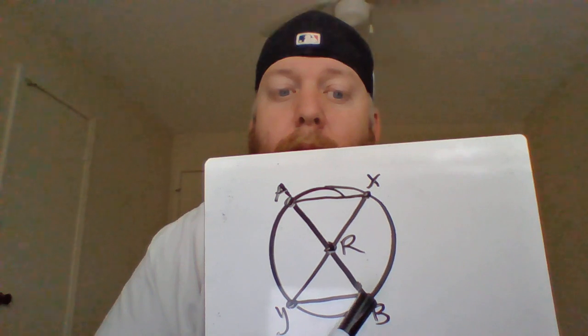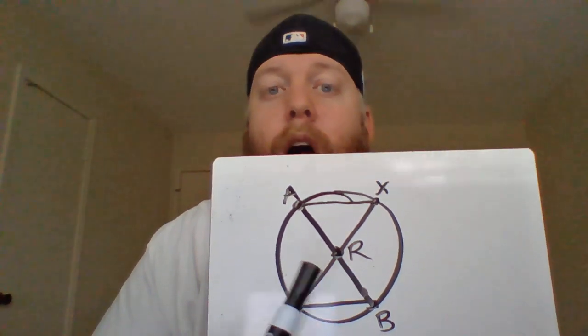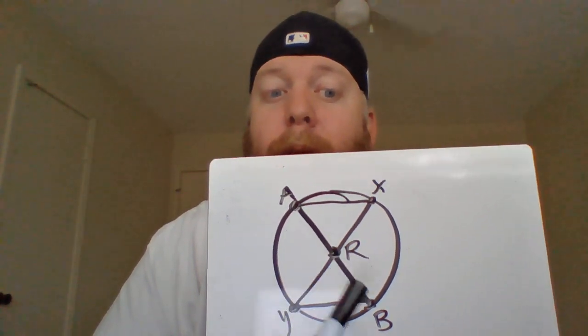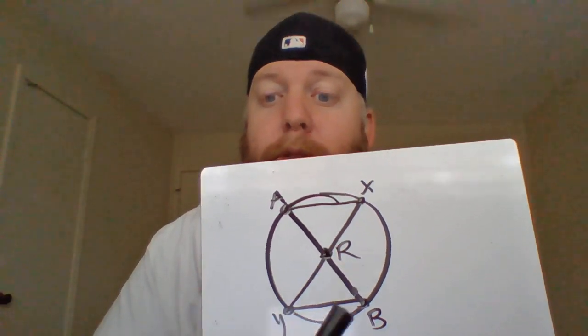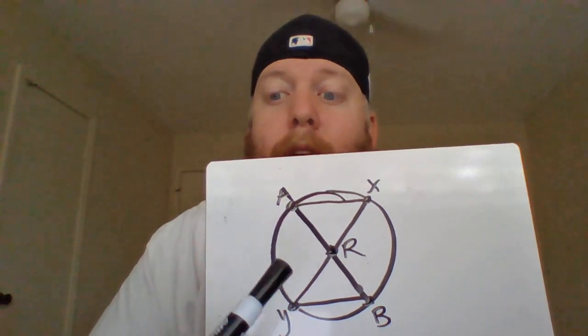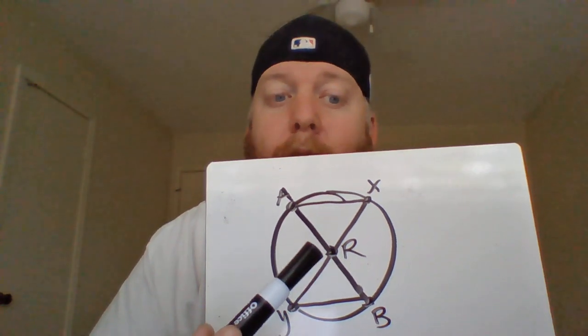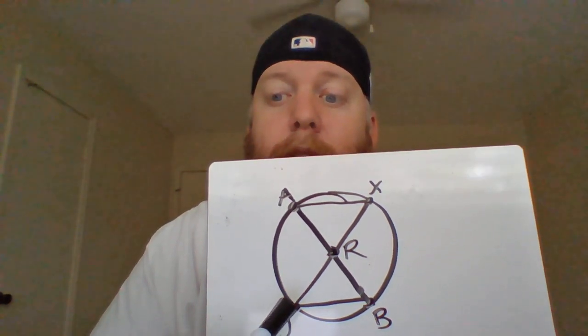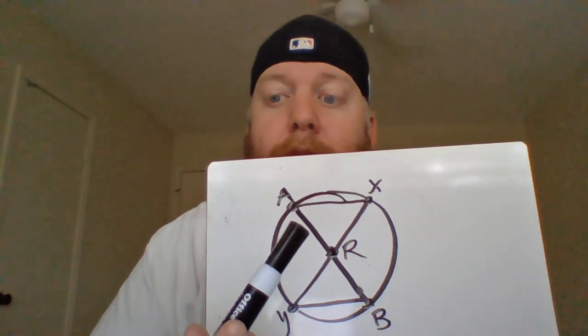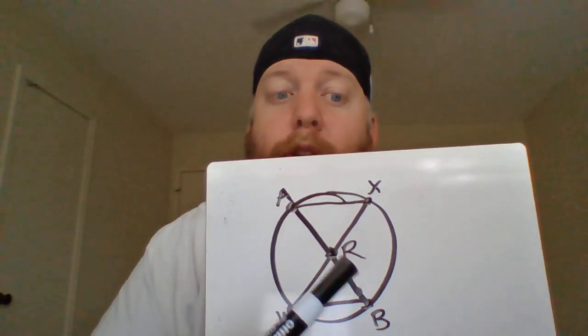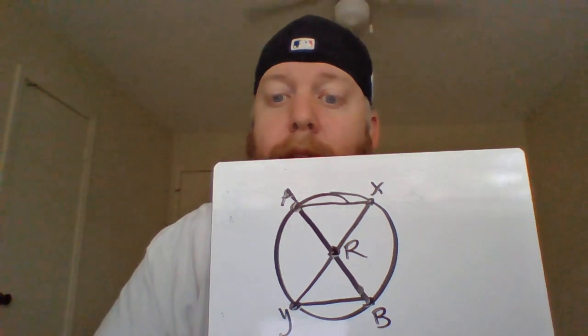A diameter. Okay. Remember, all the radii must be the same, and each diameter must be 2 times a radius. So if RY is 10 inches, then AR must also be 10 inches. And then AB will be twice that, which is 20 inches.